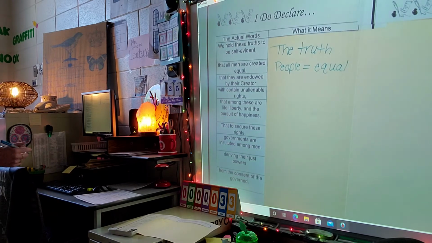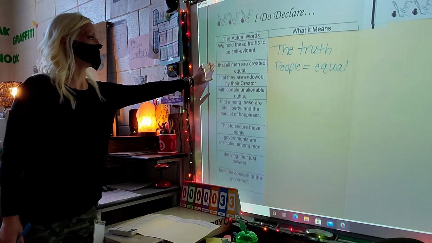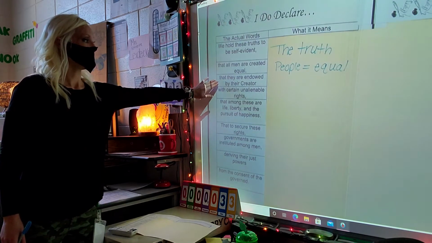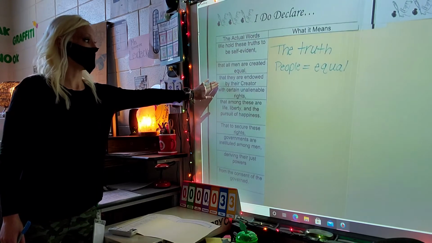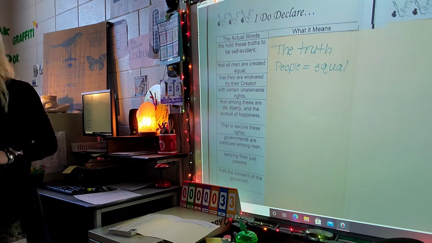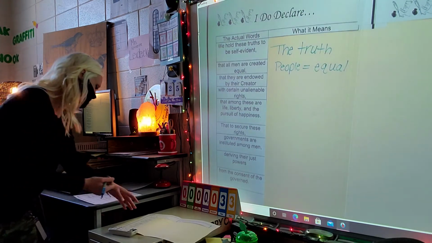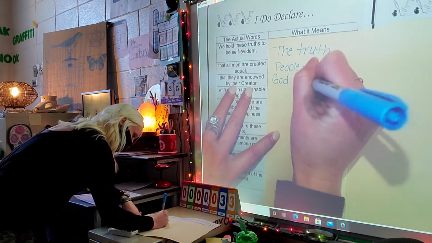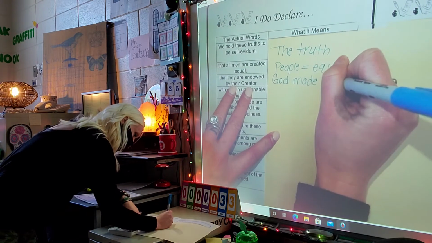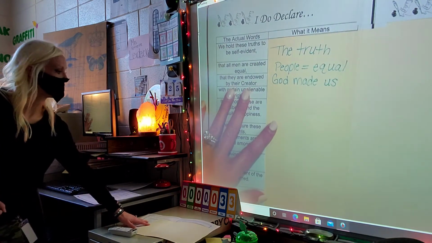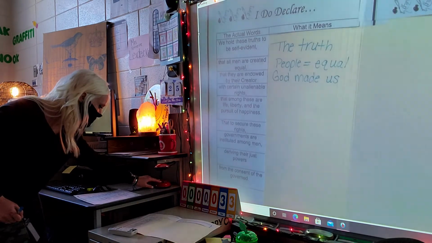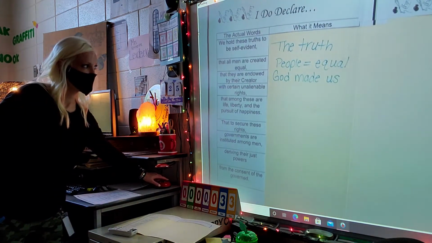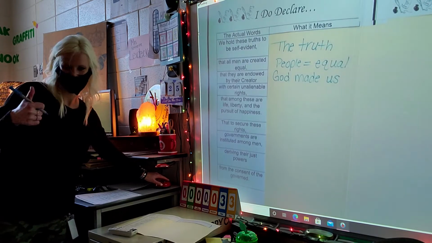So we hold these truths to be self-evident that all men are created equal, that they are endowed by their Creator. That means that we are made by God. So God made us is the next one. God made us. Yes. Good job. Did you get that written down? Yeah. Good.